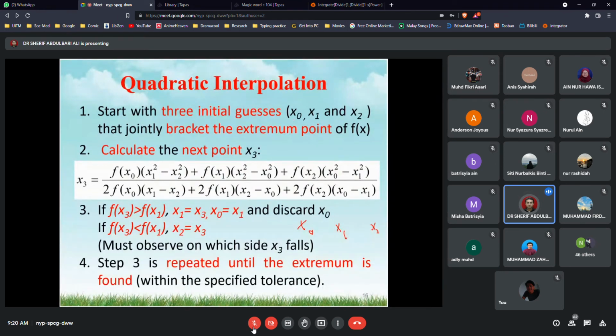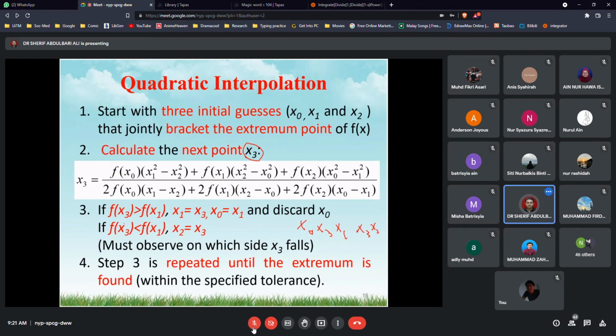To find the maximum or minimum using quadratic interpolation, you have the three initial values. You are going to calculate the next point, so you need to calculate x3. Most of the time it's going to be here or here. So if the function of x3 is greater than the function of x1, then x1 will be equal to x3, and x0 will be equal to x1 to discard the value of x0. If the function of x3 is greater than the function of x1 on the other side, then x2 will be equal to x3. Then you are going to repeat based on the error that is provided.